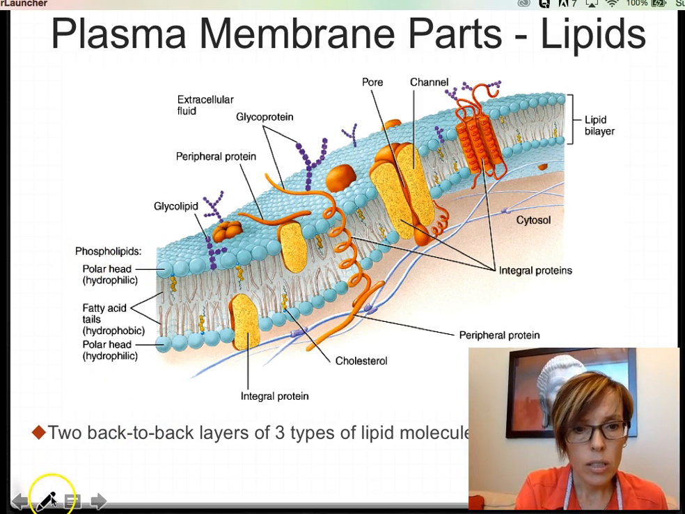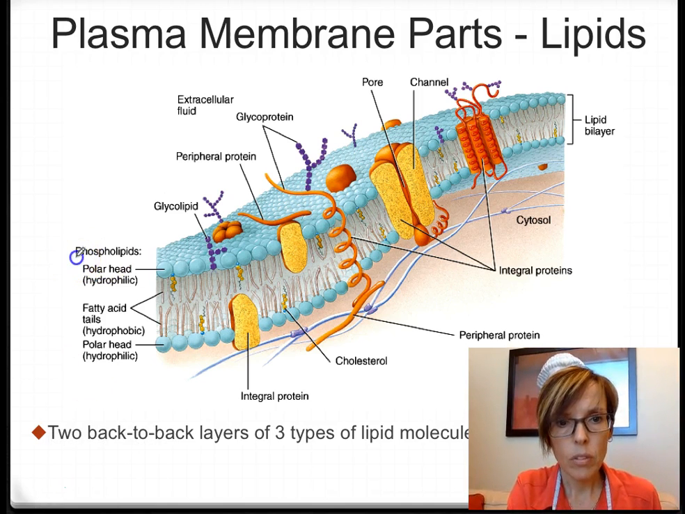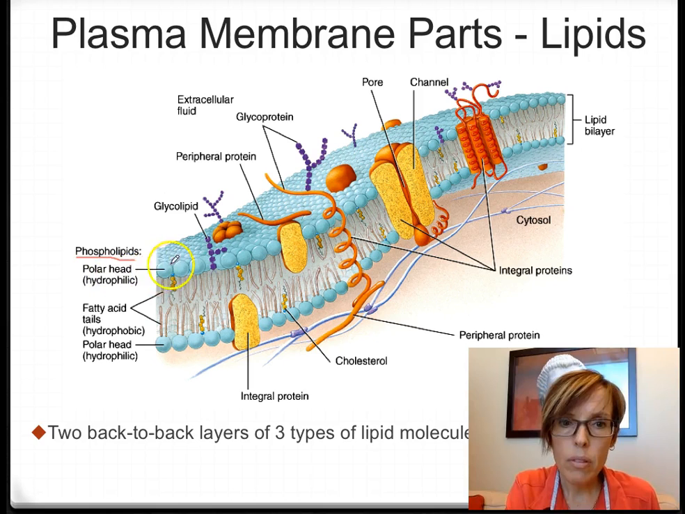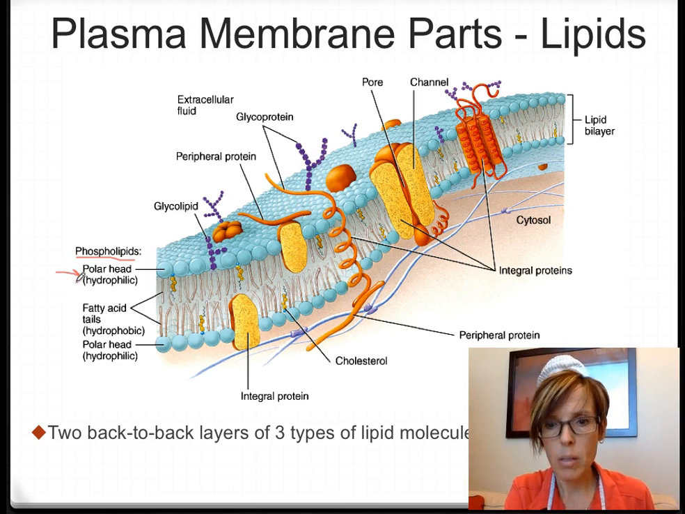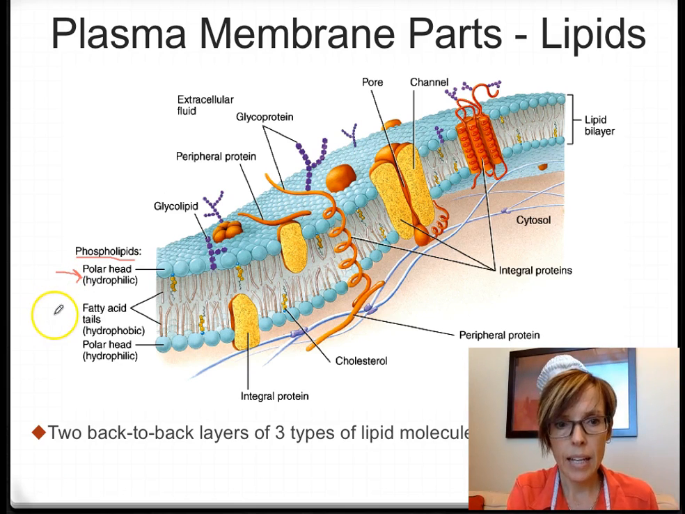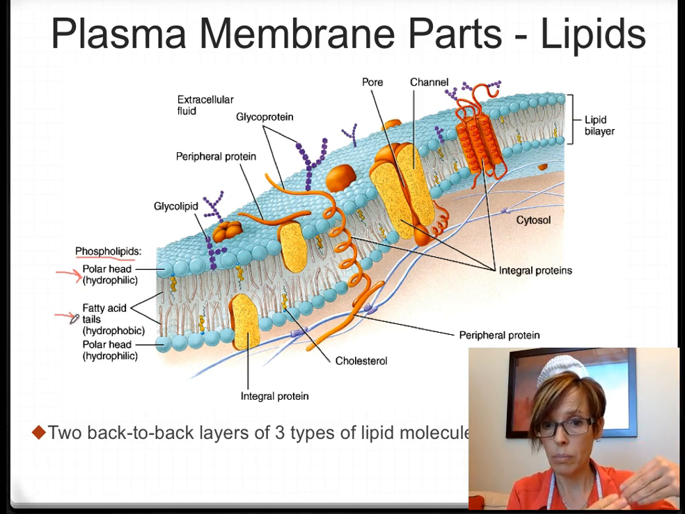Okay, so let's see if I can get my pen going. So these are phospholipids, these little blue balls with the little tails on them. This part facing the outside and inside of the cell, these are the heads. They are hydrophilic, meaning that they will dissolve in water. The tails are made up of fatty acids, so just like oil and vinegar, or oil and water, do not mix. Similarly, these fatty acid tails do not mix well with water, so they orient themselves inward.